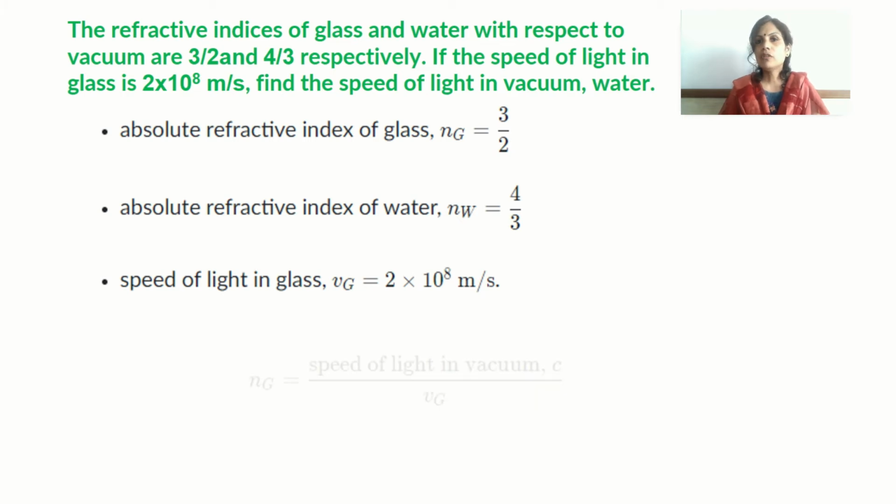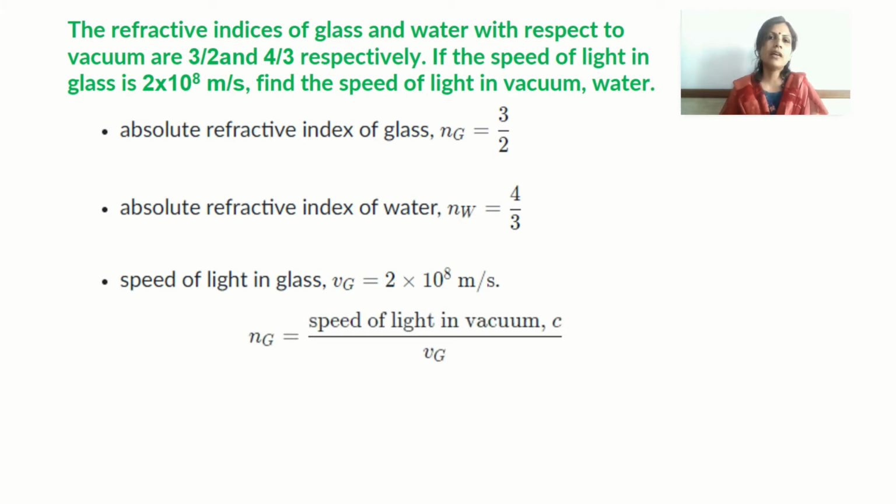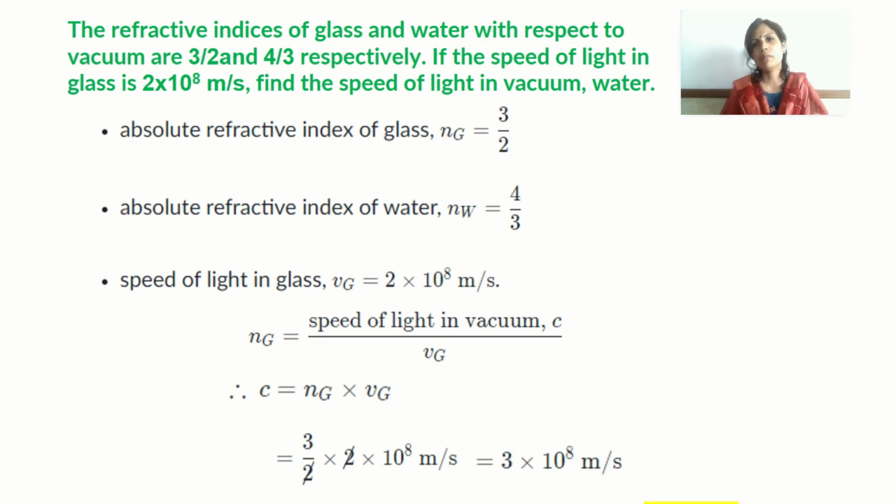So we'll write absolute refractive index of glass is equal to speed of light in vacuum upon speed of light in glass. We are already given speed of light in glass and absolute refractive index of glass, so we can change our formula to find speed of light in vacuum. This is denoted by letter C. So our formula will be C is equal to Ng × Vg. Substitute the values. 3/2 into 2 × 10⁸ meter per second. Cancel out this 2. We are left with 3 × 10⁸ meter per second, which is speed of light in vacuum, and for calculating this you will be given 1 mark.